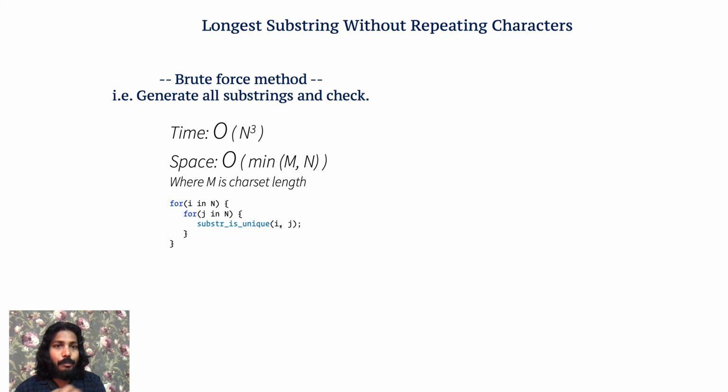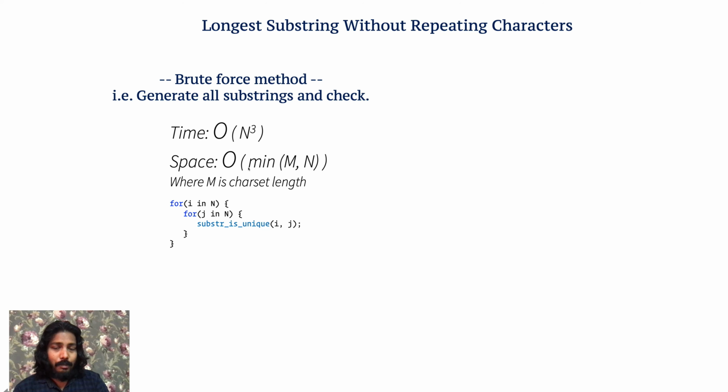So in the worst case, that iteration becomes n, the end index iteration becomes n, and also the start index i becomes n. So overall, the complexity is n cubed, which is very slow.